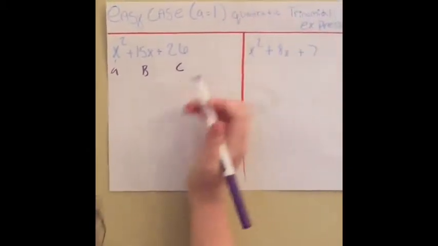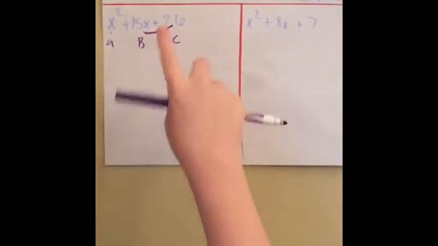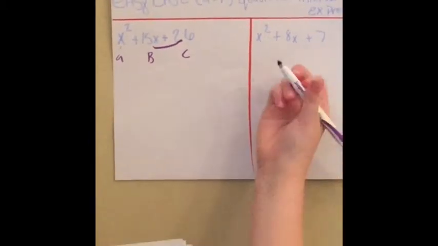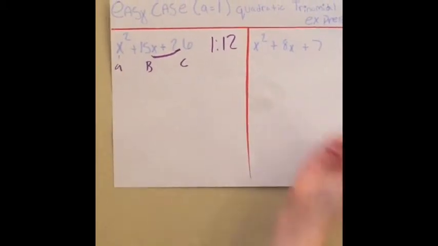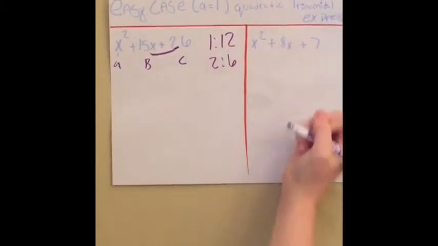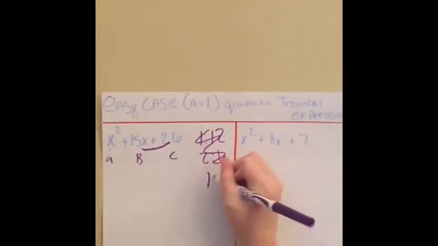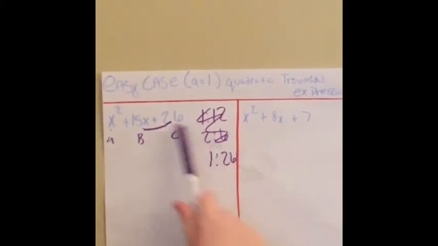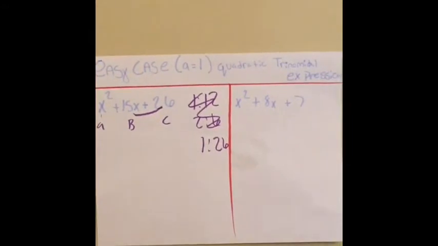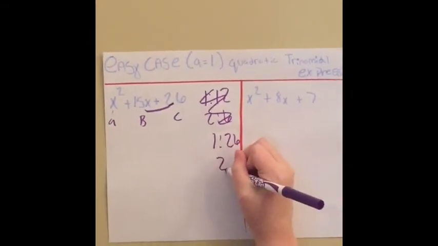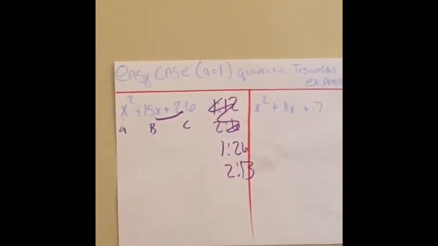So what we have to do is figure out what can multiply to get 26, but when you add them together, you get 15. So 1 and 26, you can get 26, but you can't get 15 out of that, so that won't work. And then 2 times 13, that will work.